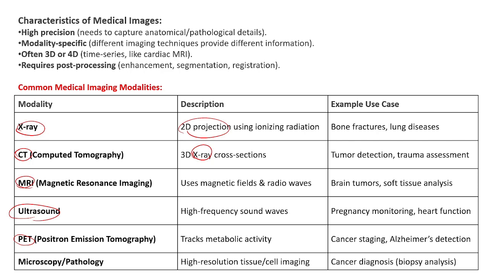PET, that is positron emission tomography, tracks metabolic activities. Examples are cancer staging and Alzheimer detection. So that is also used in these fields, cancer and Alzheimer detection. Then microscopic and pathology imaging: high precision tissue cell imaging is required, and cancer diagnosis and biopsy analysis use microscopic or pathological image processing techniques. So these are the modalities of image processing, specifically the several types of image in medical image processing.